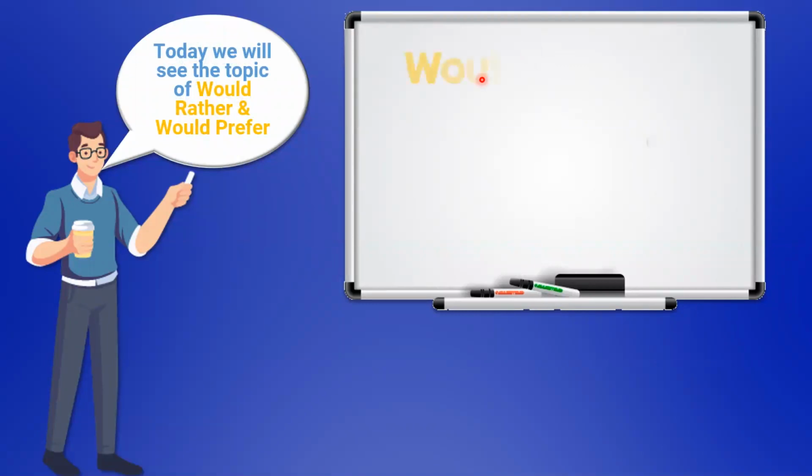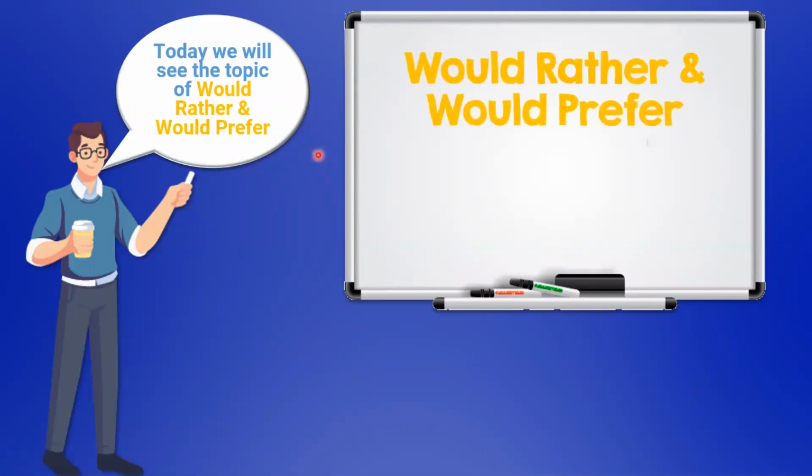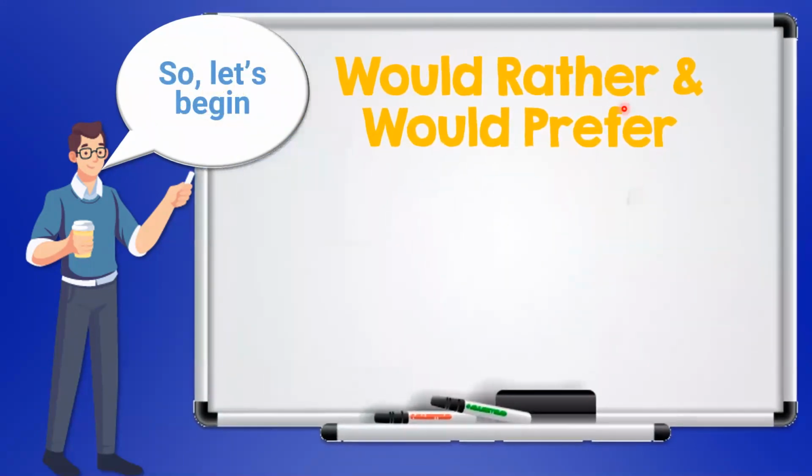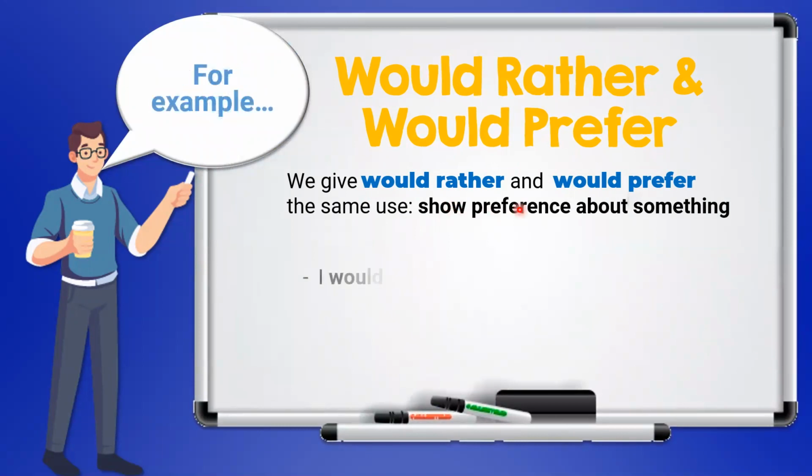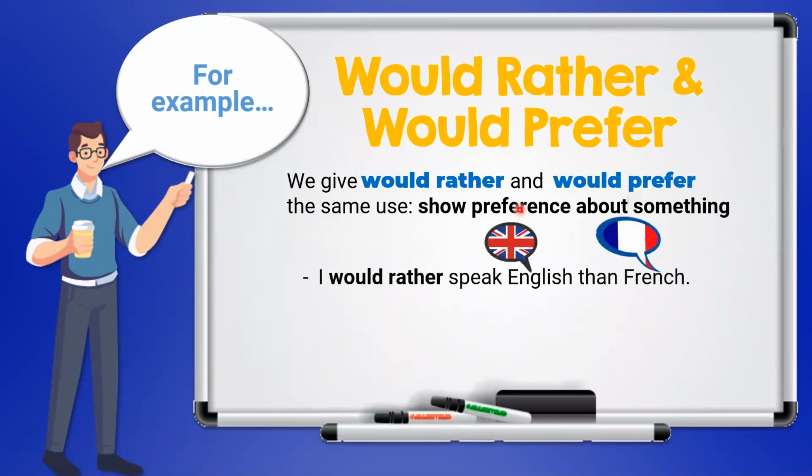Today we will see the topic of would rather and would prefer. So let's begin. We give would rather and would prefer the same use, that is, to show preference about something. For example, if you prefer to speak English than French, you can say, I would rather speak English than French.